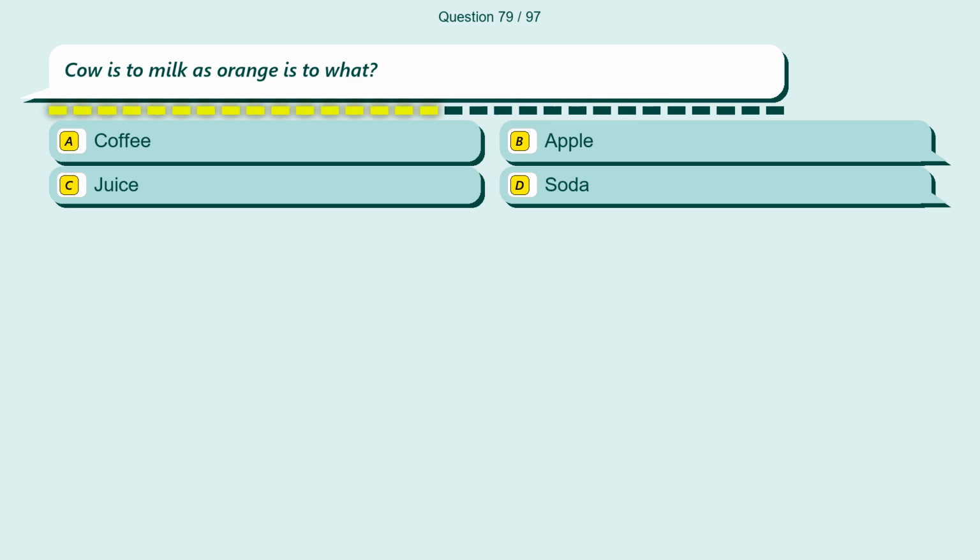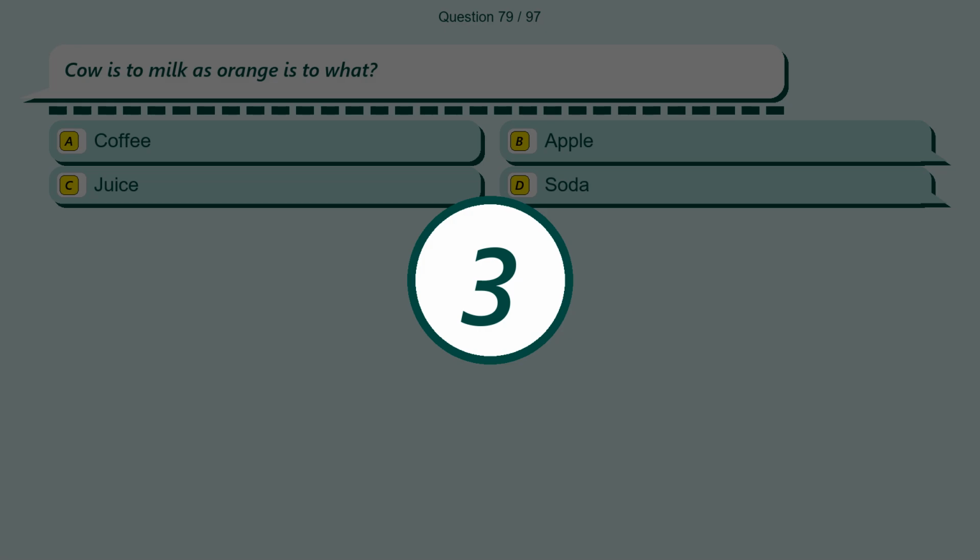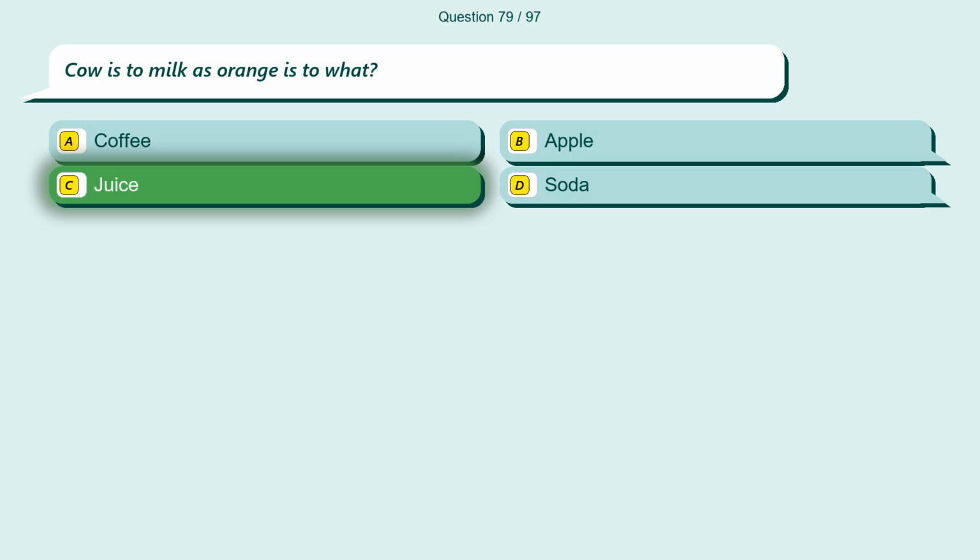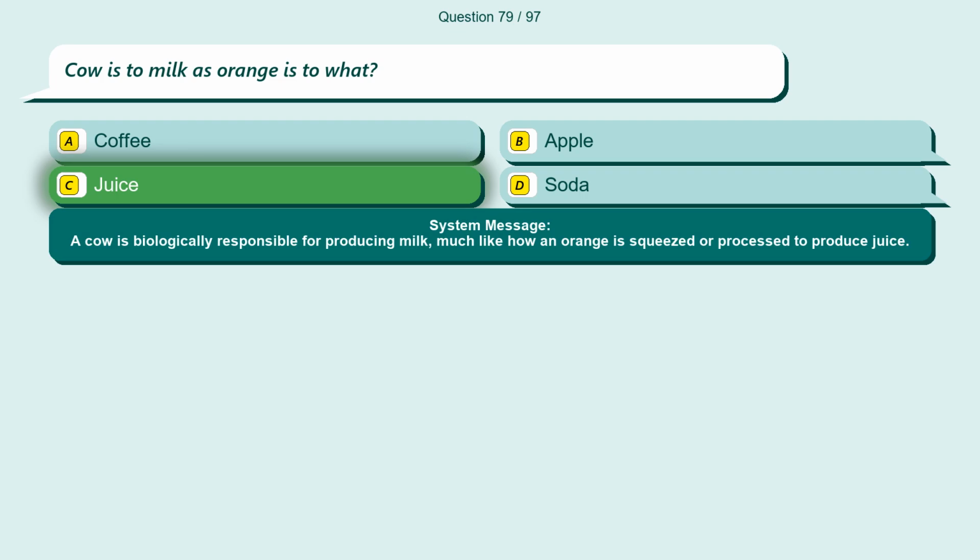Question 79. Cow is to milk as oranges to what? Option A, coffee. Option B, apple. Option C, juice. Option D, soda. The correct answer is option C, juice. A cow is biologically responsible for producing milk, much like how an orange is squeezed or processed to produce juice.